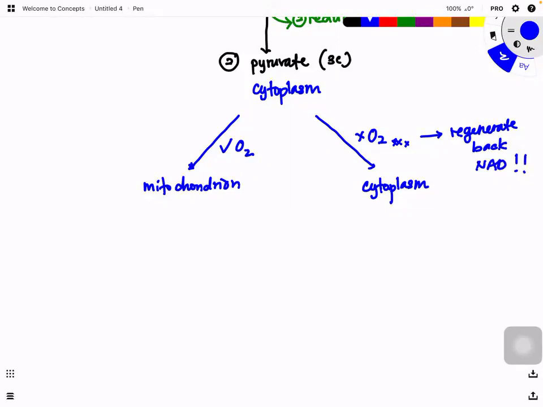Are you clear? If, let's say, the mitochondria has no O2, everything stops. In glycolysis, if we cannot regenerate NAD, NAD again acts as a limiting factor, its concentration acts as a limiting factor. Therefore, again, you won't be able to continue glycolysis. Correct or not? Okay, so let us look at the process now.